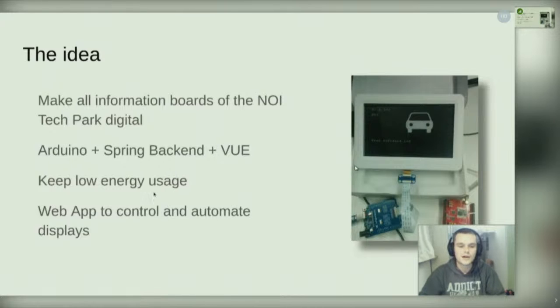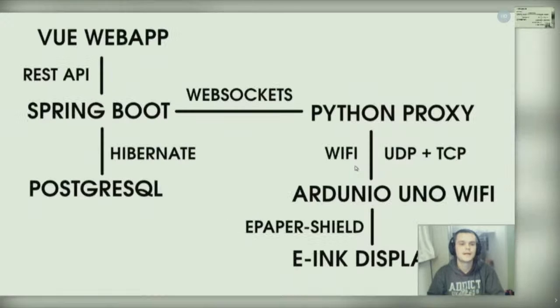But we also wanted to have an API and a web app to control all these displays and automate them. So we used a Spring backend and a Vue.js frontend to create that. So here you can see the architecture of the project at the moment. Basically, it has the REST API written in Spring Boot that communicates with the Vue. Then over Hibernate, we have communication with Postgres.